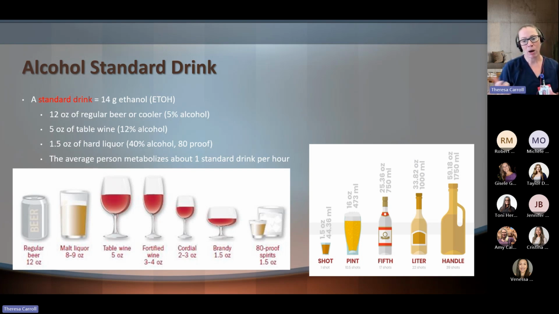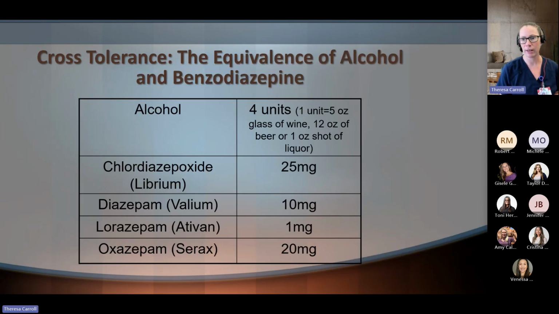So if they're talking about the pint bottle of alcohol, that's about 10.5 shots. If they drink a fifth, some people say, oh, I drink a fifth a day. A fifth is about 17 shots. A liter is about 22, and a handle is about 39 to almost 40. So that's how it translates into what an actual shot looks like.